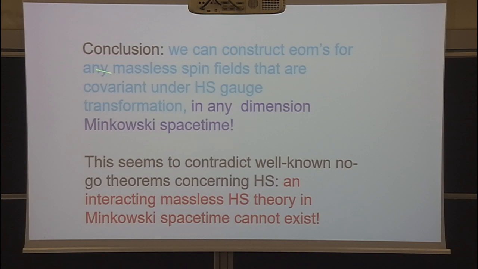So we conclude that we can construct classical equations of motion and also interactions for a massless high spin field in any dimension in Minkowski spacetime. And so this seems to contradict the well-known no-go theorems concerning high spin theory. This no-go theorem claims that an interacting massless high spin theory in Minkowski spacetime cannot exist. So what is the problem here?